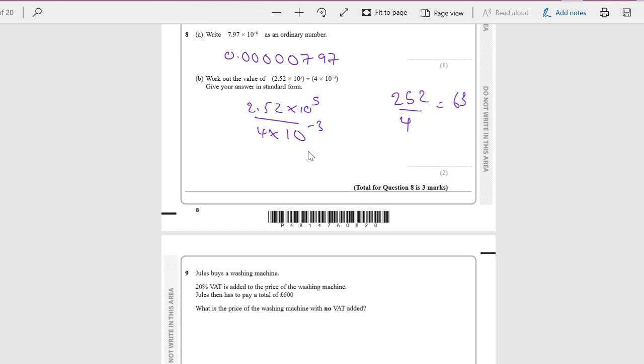And here we can see that from the laws of indices, we'll have 5 take away minus 3. So laws of indices, 5 minus 3, which gives us 8. So because we divided 252 here, which meant that we'd moved the decimal point to the right, i.e. multiplied by 100, what we're going to do is move that answer 63 to 0.63, and we want to multiply it by 10 to the power of 8, and we can write 6.3 times 10 to the power of 7.